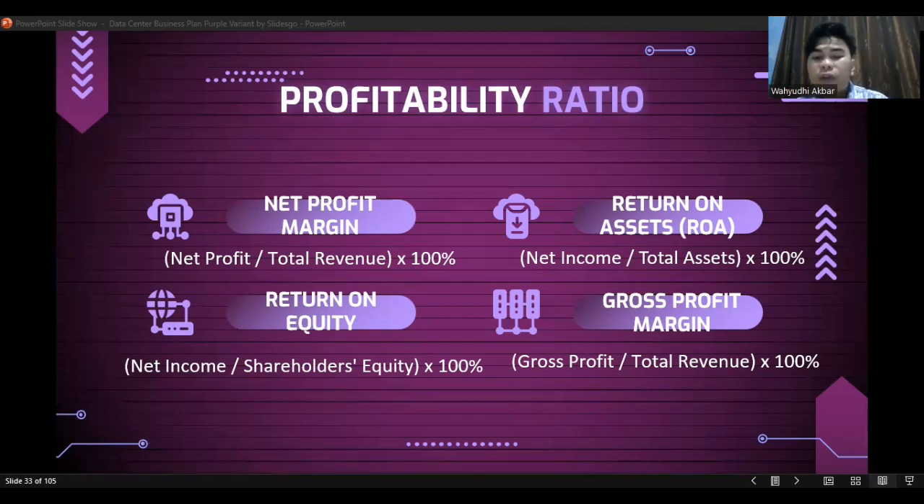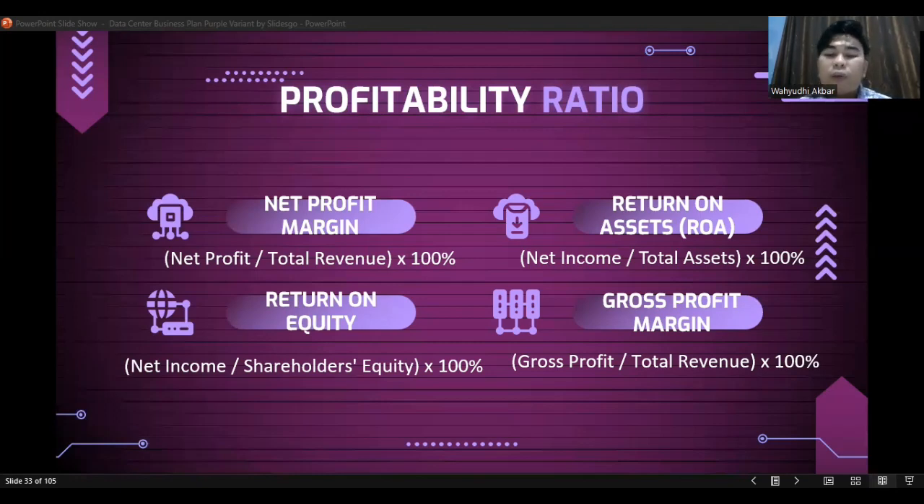The third one, we have return on equity. Net income divided by shareholders' equity times 100%. This ratio measures the return on investment received by the company's shareholders.